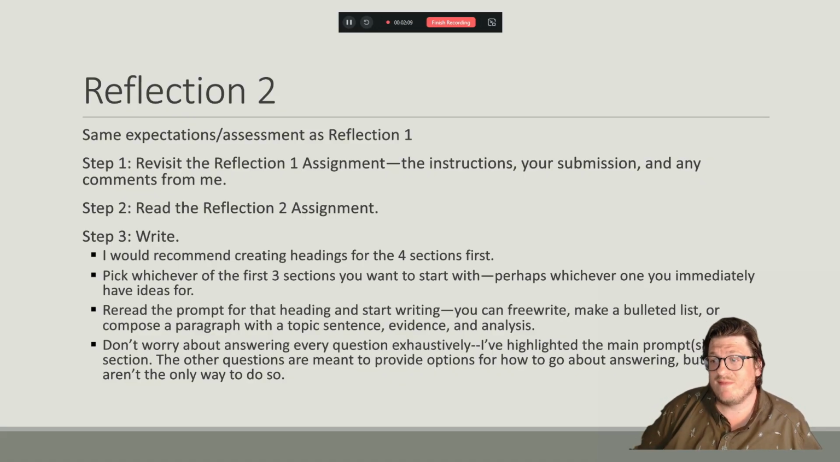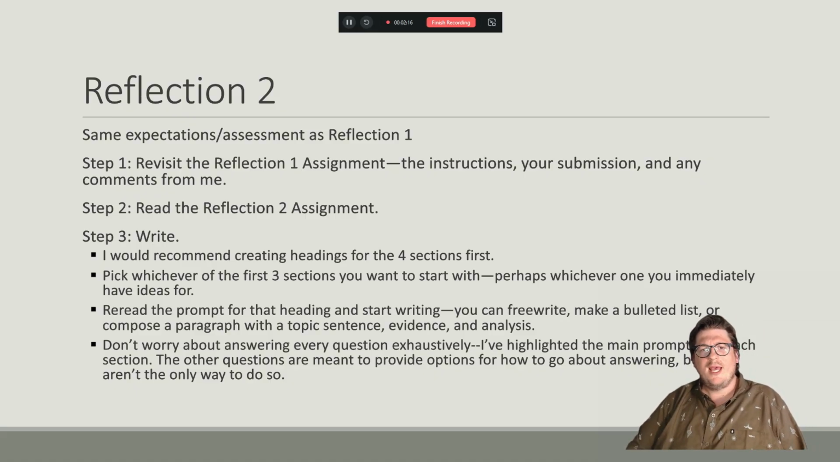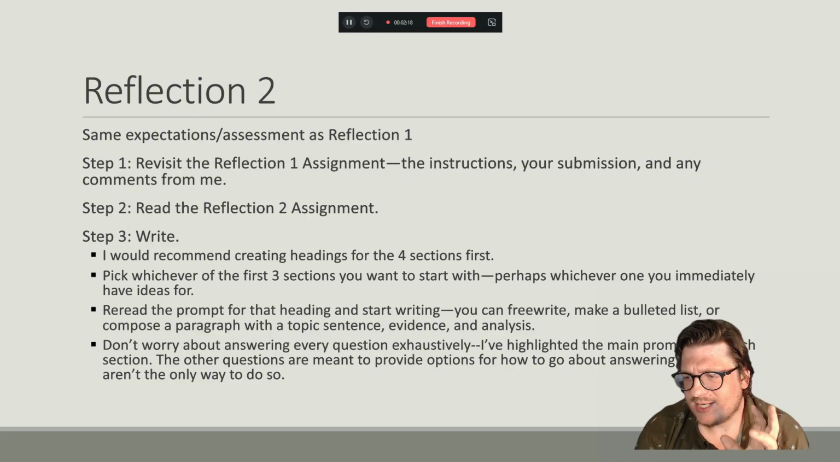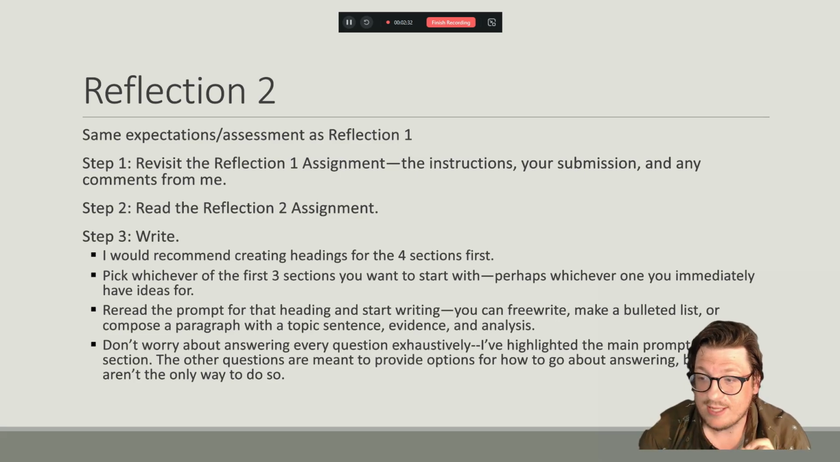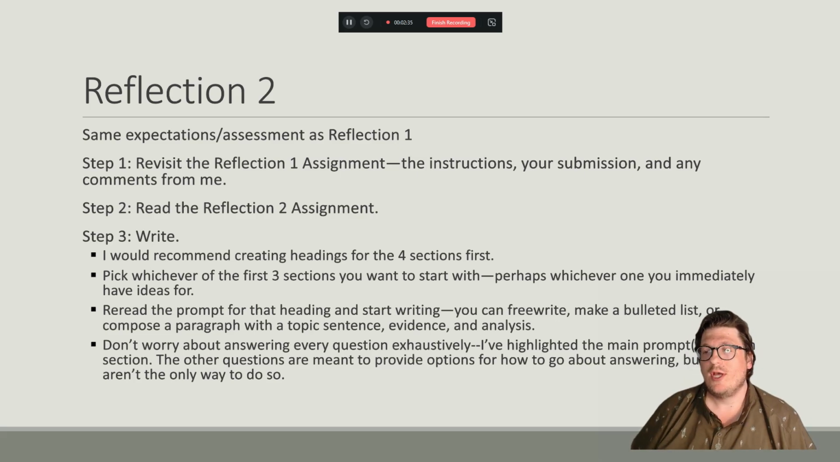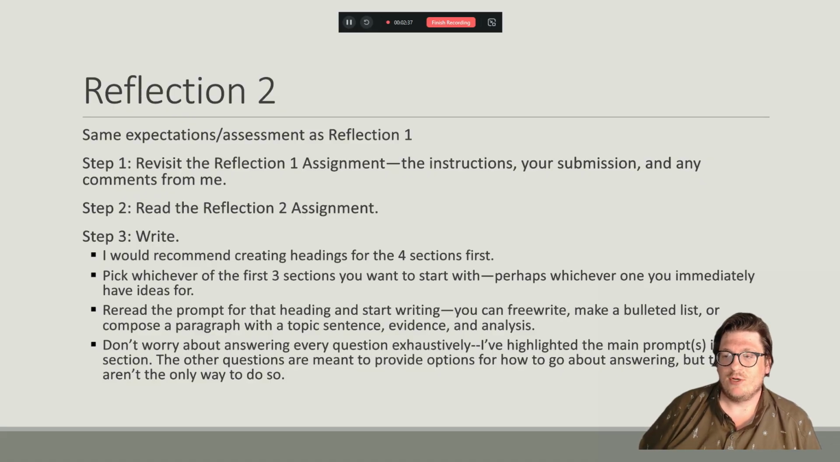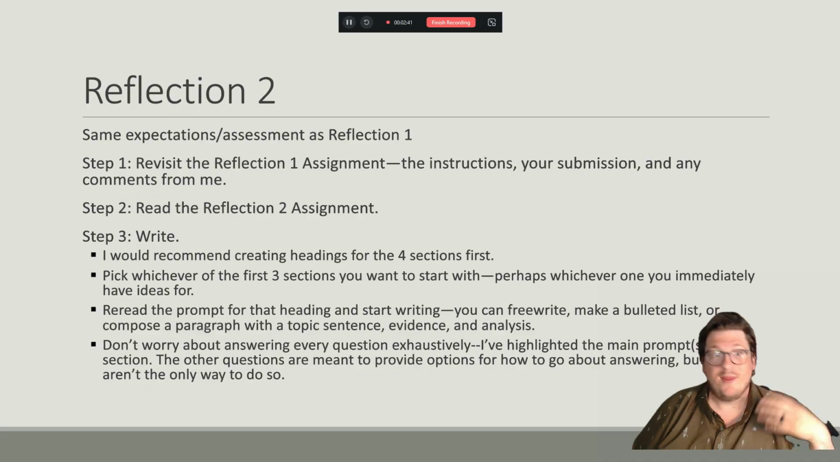Reflection number 2 is going to be very, very similar. So then you're going to want to take a look at the reflection 2 assignment. And I won't go over the exact requirements here. That is in Canvas, and that's very straightforward. I've noted it down below, but you don't have to answer everything completely. I have already highlighted for you the main questions that I want you to focus on in your reflection essay 2. So read the assignment, and then you're going to want to actually write.